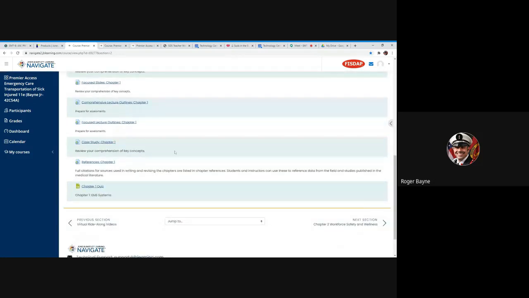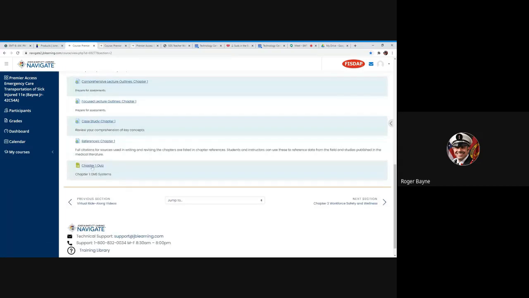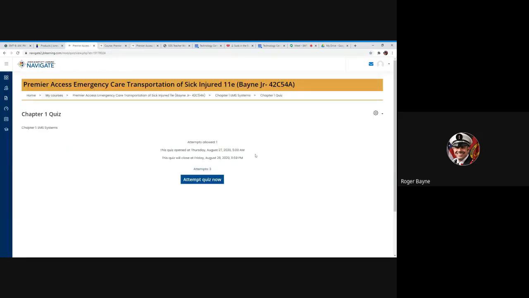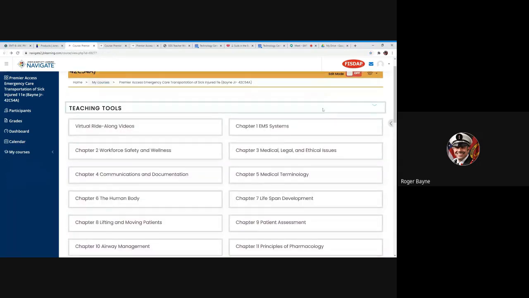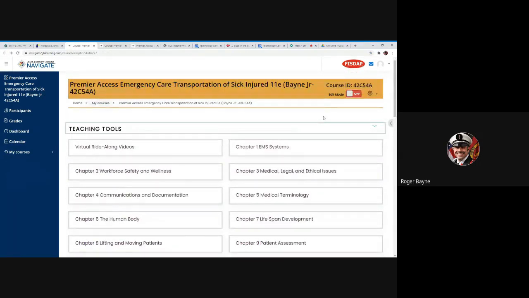If you come down to the bottom, that gives you the Chapter 1 quiz. Click on Chapter 1 quiz, and it'll tell you this quiz opened Thursday at 5 a.m., so today at 5 a.m., and it closes tomorrow at midnight. Then all you have to do is click attempt quiz, and you can take the quiz. It automatically grades it right after you're done, so you'll have immediate feedback on how you did.